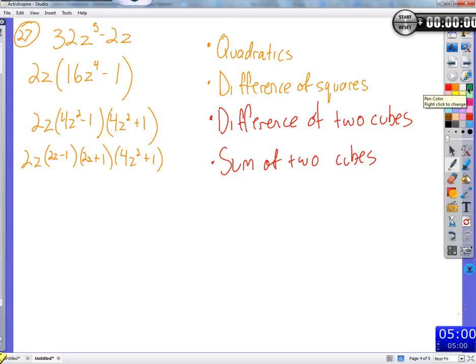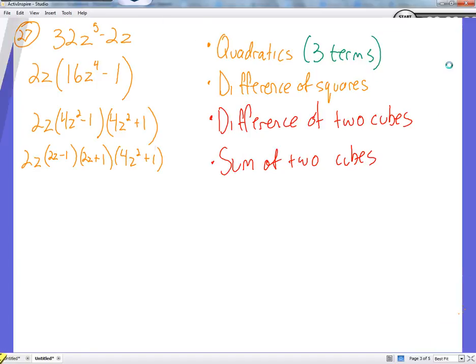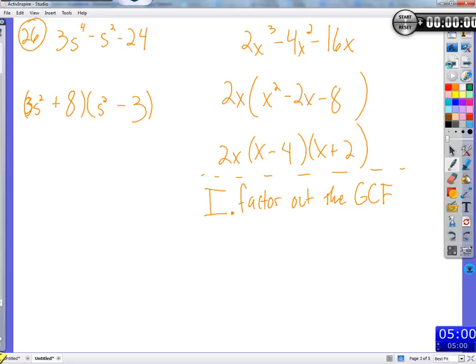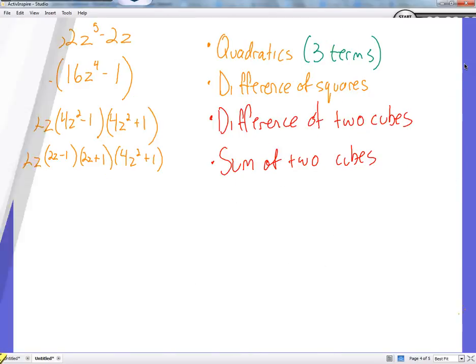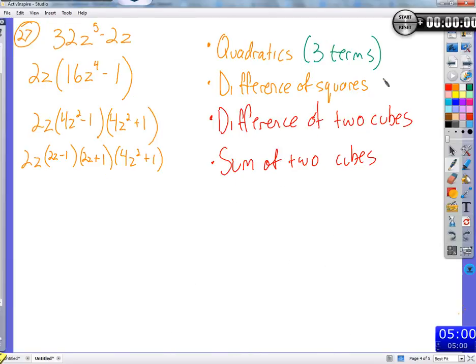Kind of a nice convenient thing about this is quadratics will come in this form where you have three terms. Quadratics have three terms. Like this one is a quadratic, it's three terms. It's a coefficient with something squared, then a coefficient with that same thing, just not squared, and then a constant. Whatever that looks like, there's a quadratic right there, three terms. All quadratics will be like that. A difference of squares, a difference of two cubes, or a sum of two cubes is two terms.